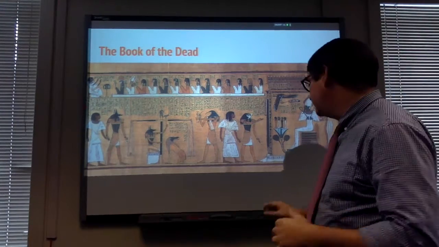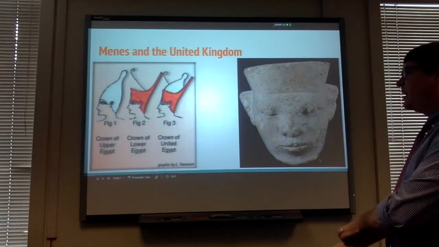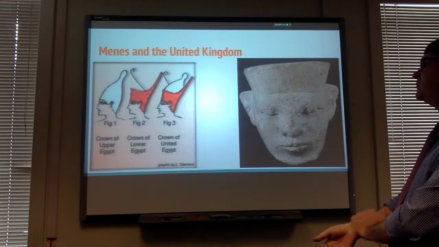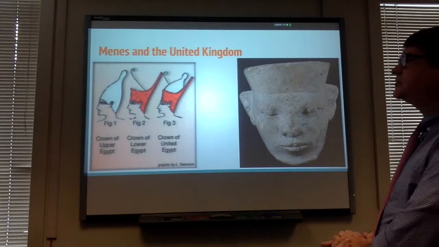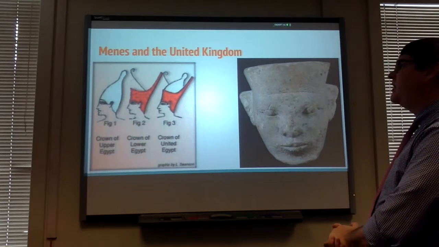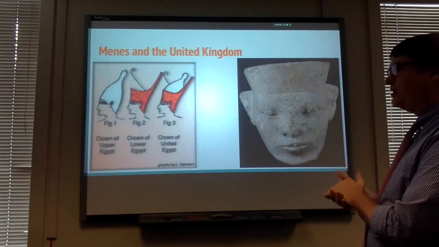Okay, so let's get back to the history. The first king, as we read in our book, that united the Upper and Lower Egypt was a king named Menes. Sometimes in history you will see him named Narmer. The book calls him Menes, right? Now we know he unified Upper and Lower Egypt because he combined the crowns of Upper and Lower Egypt.